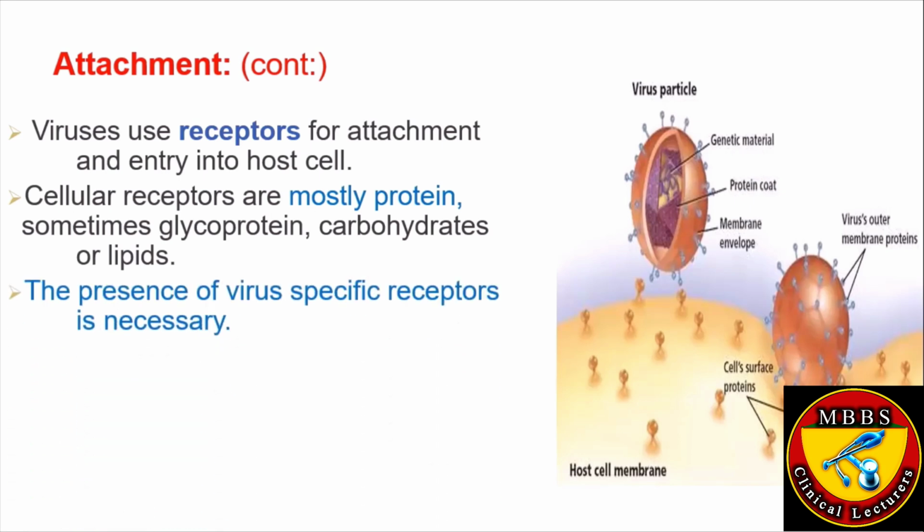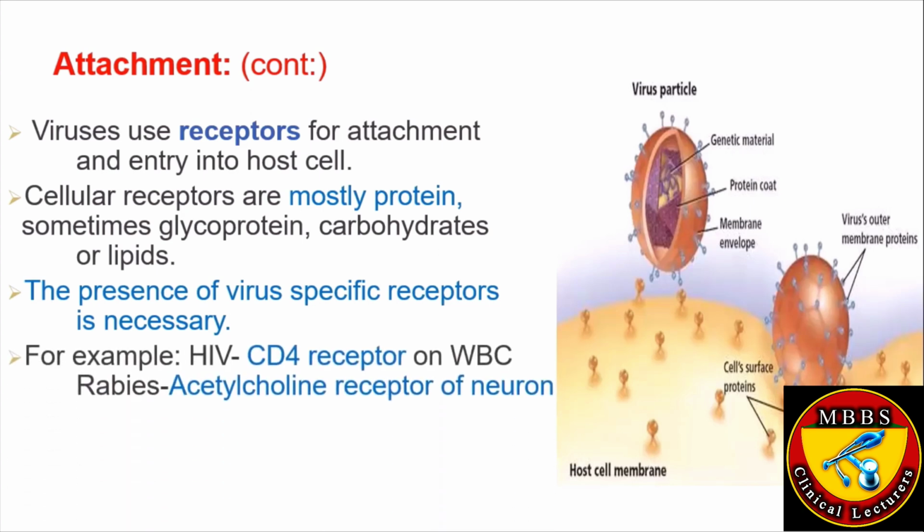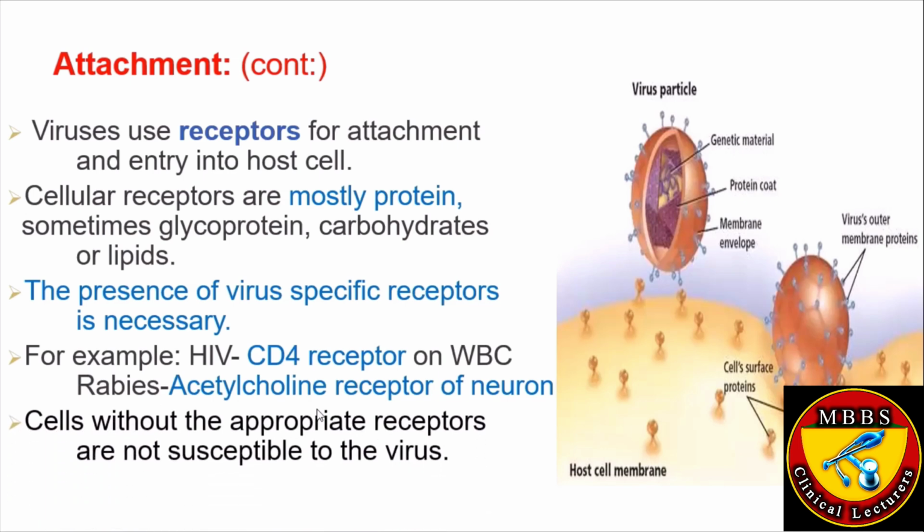The presence of virus-specific receptor is necessary. Without these specific receptors, attachment is not possible. For example, HIV virus, they always attach to the CD4 receptors on some of the WBCs. Likewise, rabies viruses, mostly they come and attach to the acetylcholine receptors of the neurons. So they are specific, the receptors are there for specific viruses. Cells without the appropriate receptors are not susceptible to the virus.